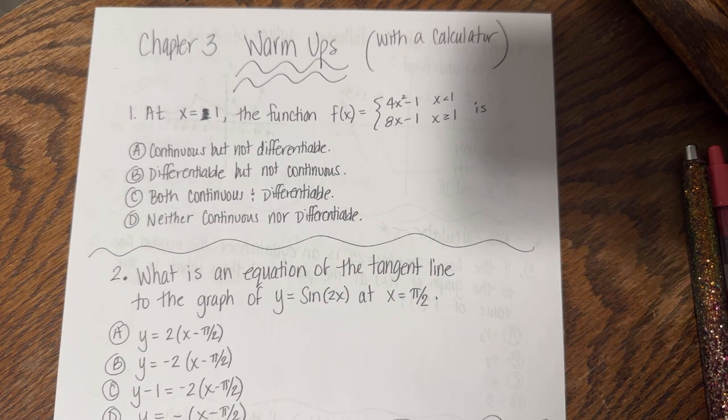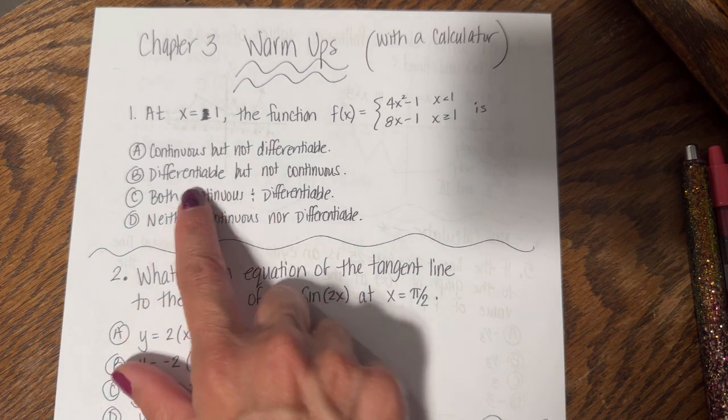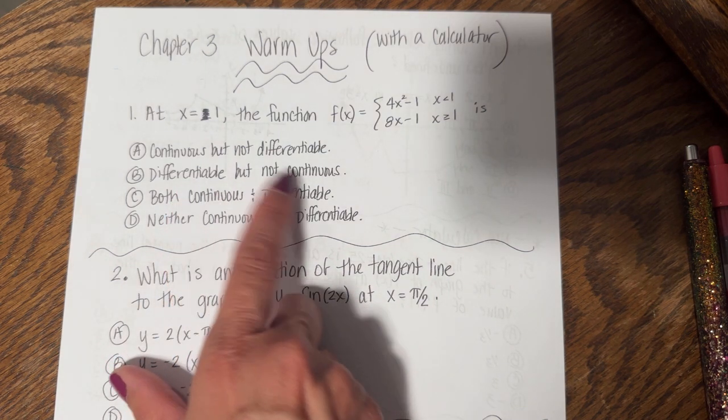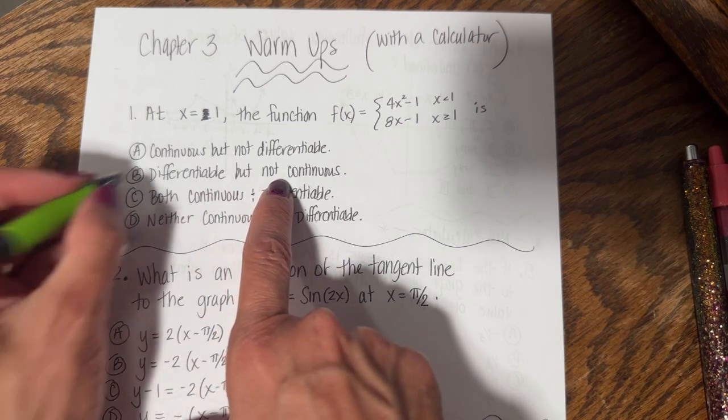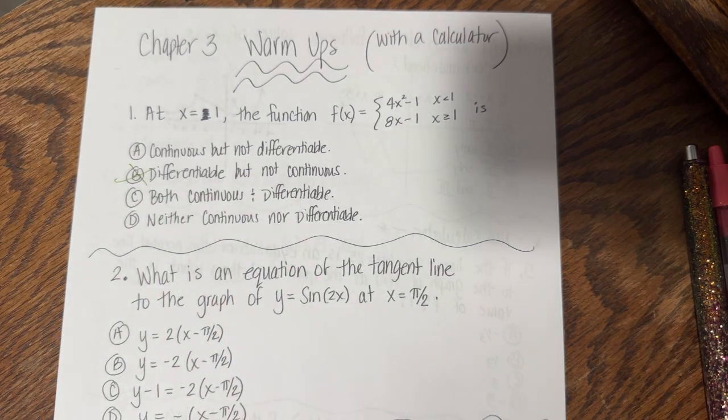At x equals 1, the function f of x equals 4x squared minus 1 when x is less than 1, and 8x minus 1 when x is greater than or equal to 1 is, we've got to figure out if it's continuous but not differentiable, differentiable but not continuous, both continuous and differentiable, or neither continuous nor differentiable. I could already tell you what it's not. If it's differentiable, it has to be continuous. So there's no way it could be differentiable and not continuous. So this is automatically wrong. I know it's not B. So at least that.